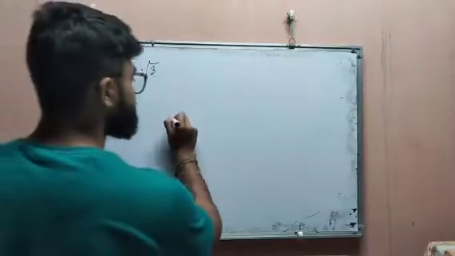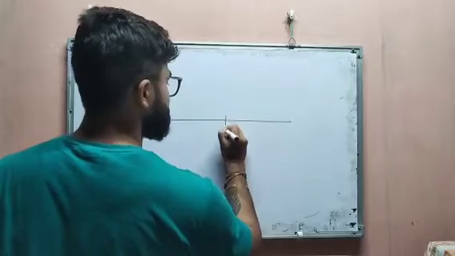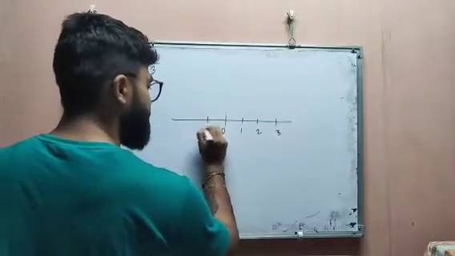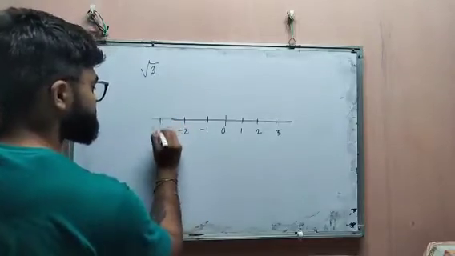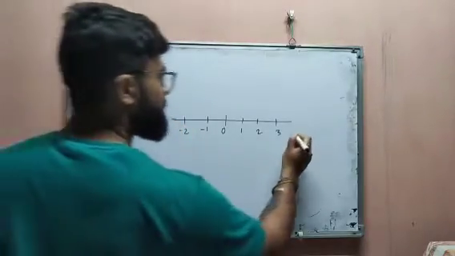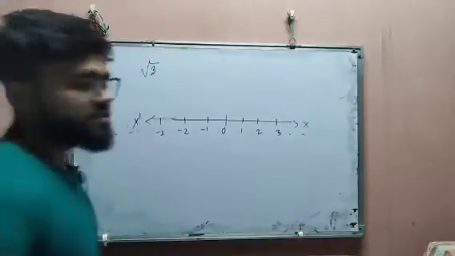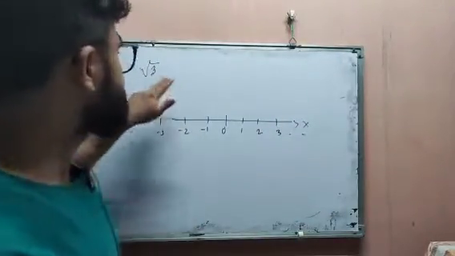So number line means what? Here we have 0, 1, 2, 3, -1, -2, -3, and this goes up to infinity. So here we need to establish √3 on the number line.